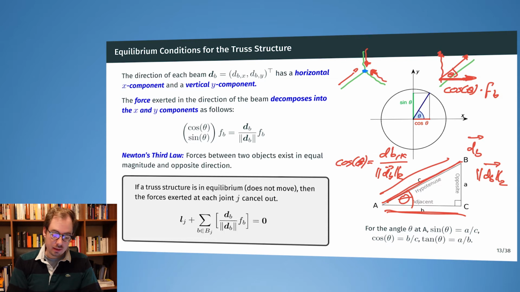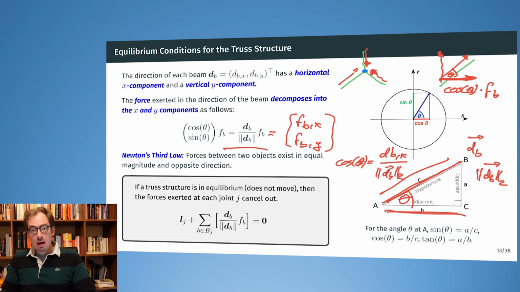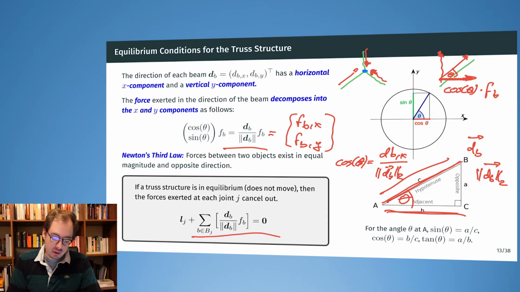Okay, and so you can see from this how this expression up here ends up with a vector, and the vector is then exactly the force along the beam in the x direction and the force along the beam in the y direction, like that. And now Newton's third law comes into place, that the forces between two objects exist in equal magnitude and opposite direction, and have to cancel out.